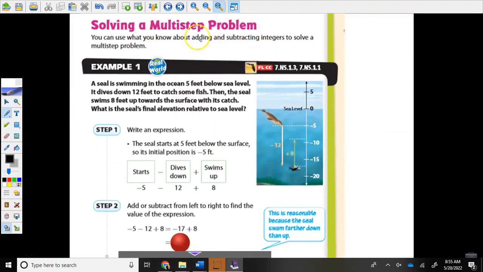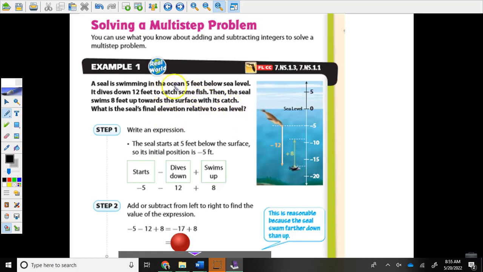Solving a multi-step problem. You can use what you know about adding and subtracting integers to solve a multi-step problem. Example 1. A seal is swimming in the ocean 5 feet below sea level. It dives down 12 feet to catch some fish. Then the seal swims 8 feet up towards the surface with its catch. What is the seal's final elevation relative to sea level?